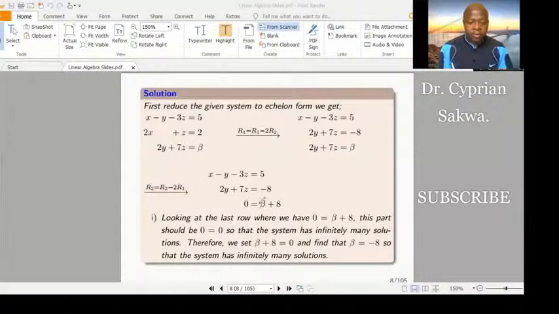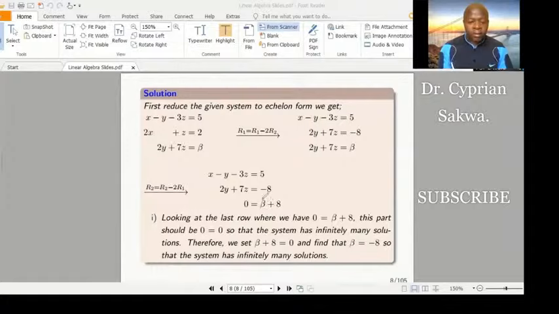And what we discover from our previous example is that for this system to have infinitely many solutions, we have several options. The first option that I am seeing here is that this is supposed to be zero, and this is also supposed to be zero, so that we have zero equals zero. Whenever we have zero equals zero, like we had in our augmented matrix A in our previous example, then the system would have infinitely many solutions.